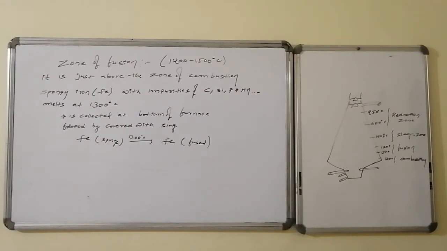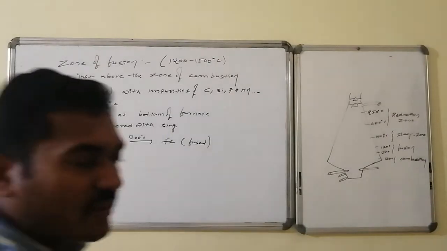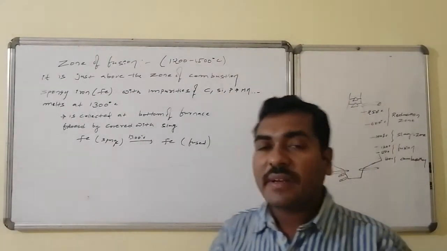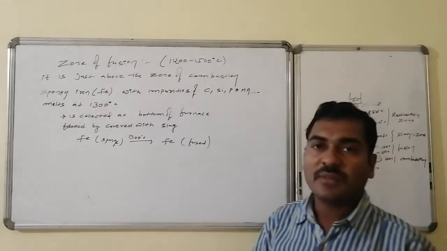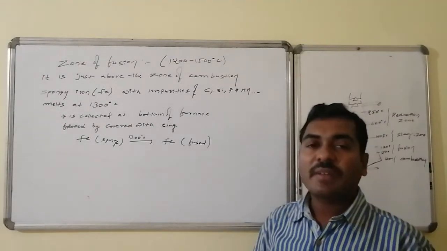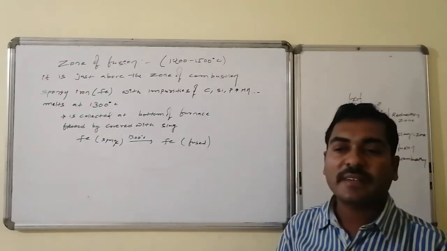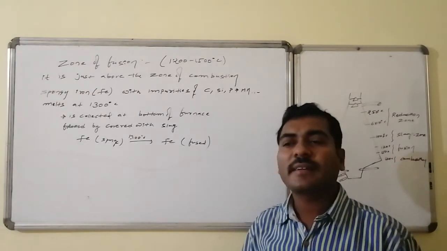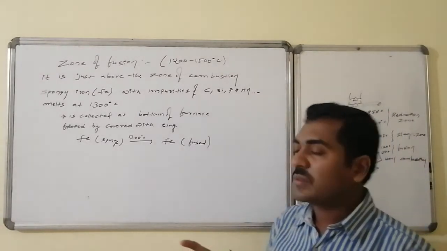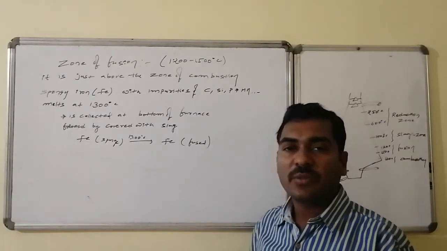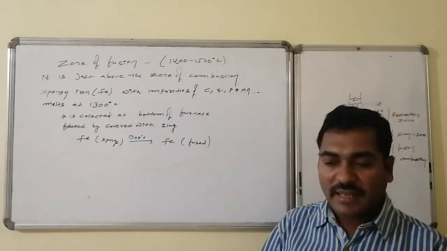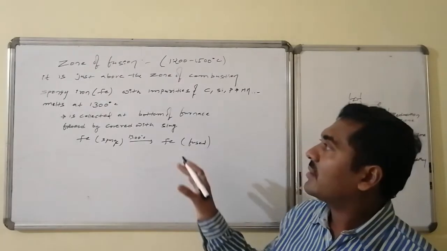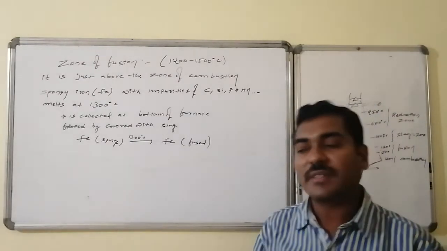Next is the zone of fusion, which has a temperature range of 1200 to 1500 degrees centigrade, just above the zone of combustion. The sponge iron formed in the reduction zone up to 700 degrees centigrade has impurities like carbon, silicon, phosphorus and manganese etc. present in solid state. Now at 1300 degrees centigrade of this particular fusion zone, that solid sponge material is converted to molten state, and it is collected at the bottom of the furnace and is covered by the slag material, and this particular zone is said to be the zone of fusion.